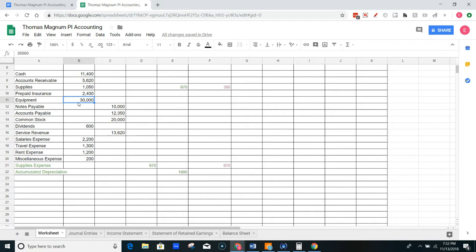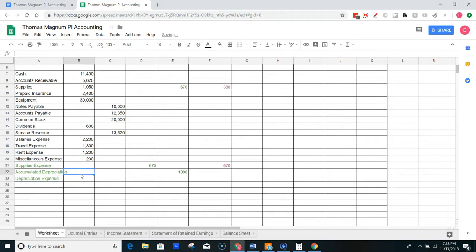In fact, when we put it into our balance sheet, accumulated depreciation is going to be listed under equipment because it is considered a contra asset. So it's going to carry over into the balance sheet. Okay. Now that is always married to depreciation expense. Again, the reason it's depreciation expense and not accumulated depreciation is because we have to balance that out.